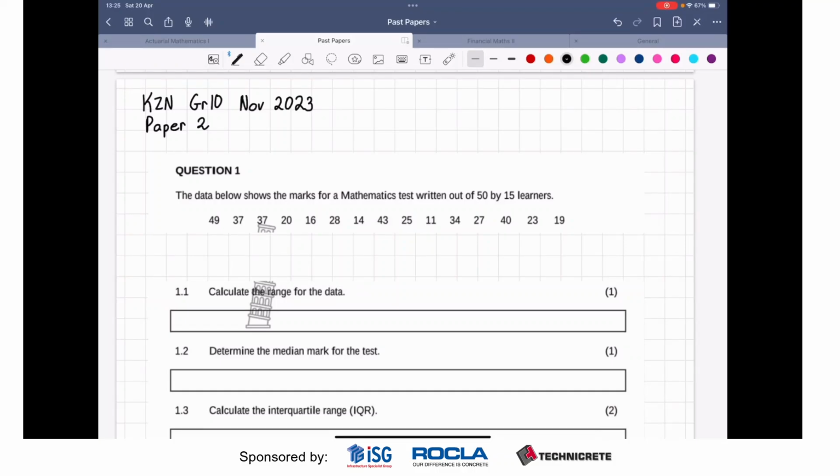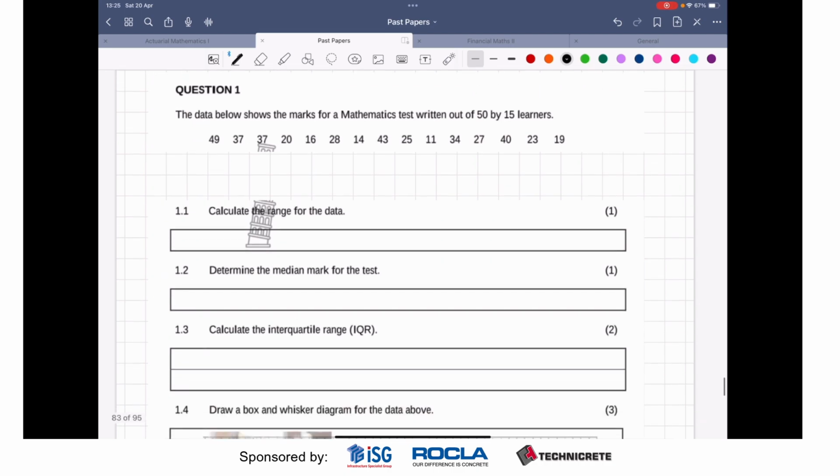KZN Grade 10, November 2023, Paper 2. So for question 1, this is a data handling question. The data shows the marks for a mathematics test written out of 50 by 15 learners. And then we'll ask some questions on the data, but the first thing we want to do is make sure that the data is in ascending order.